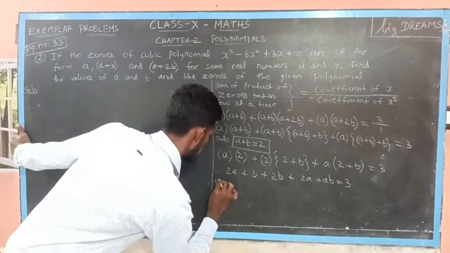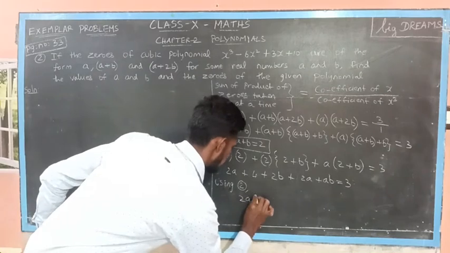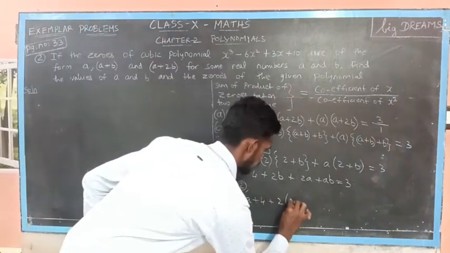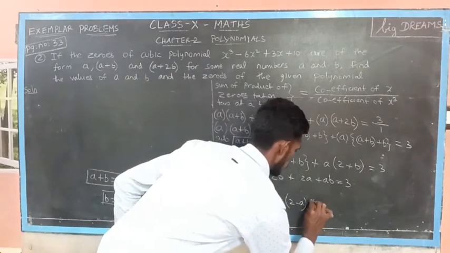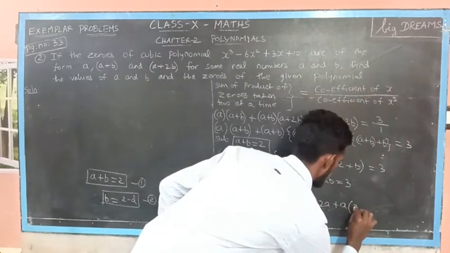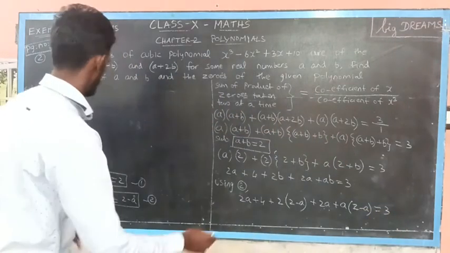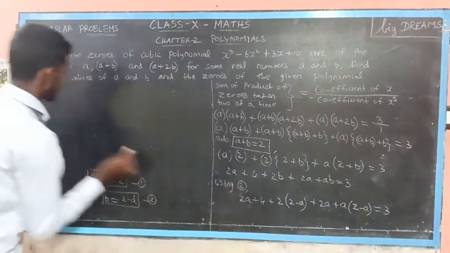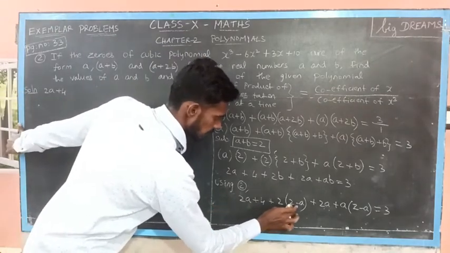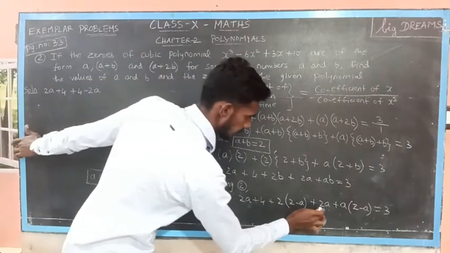Then using number 2, we will be getting 2a plus 4 plus 2 into b value, which is 2 minus a, plus 2a plus a into b value, which is 2 minus a, is equal to 3. Now, see here, 2a plus 4 plus 4 minus 2a, then plus 2a.